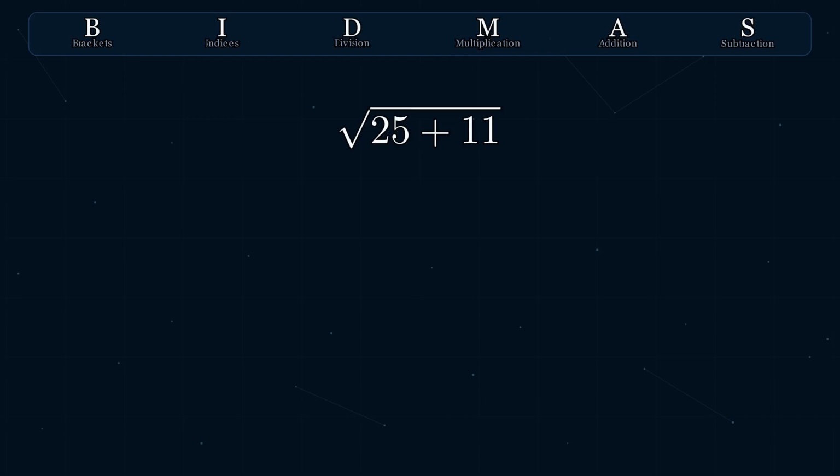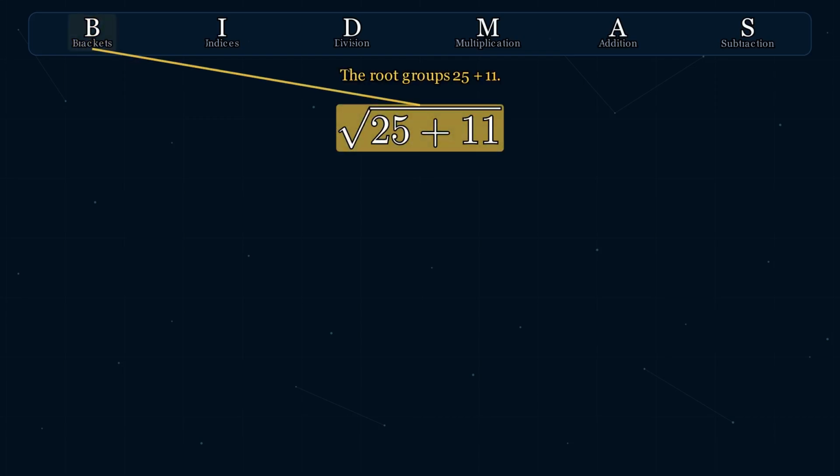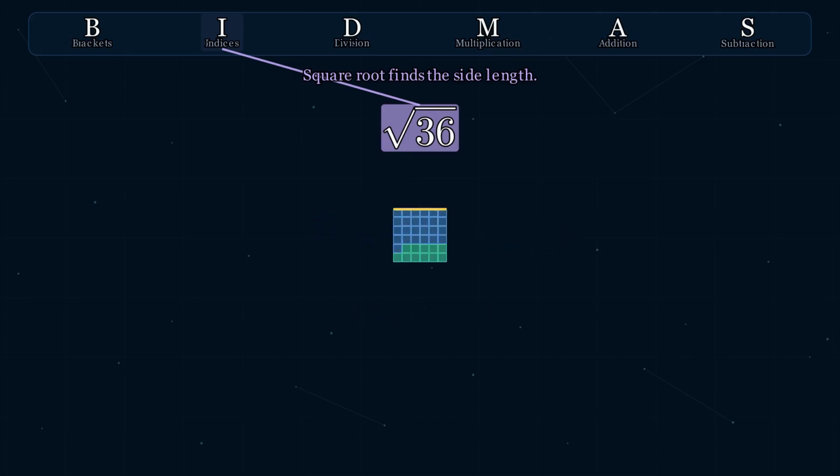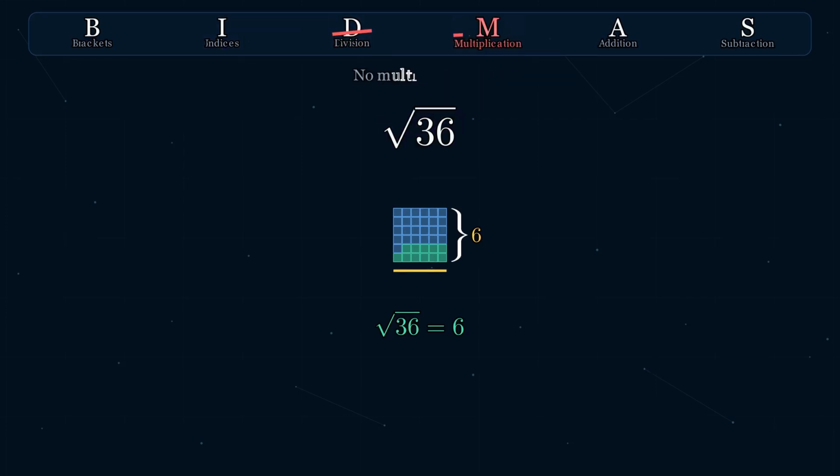Now square roots. The square root groups what is underneath it, so start with the part inside the root. 25 plus 11 equals 36. Now we are asking for the square root of 36. A square root asks for the side length of a square. 36 makes a 6 by 6 square, so the square root of 36 is 6. There is no division. There is no multiplication. There is no addition left. There is no subtraction. So the answer is 6.